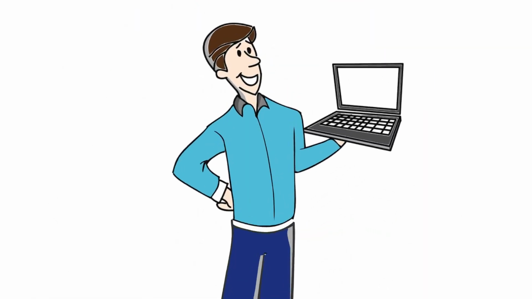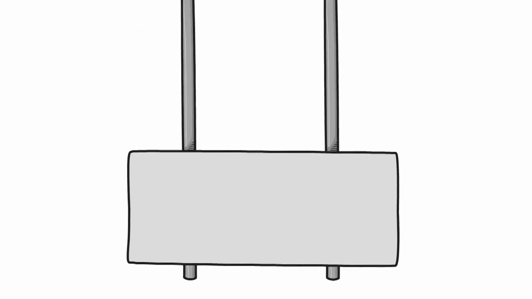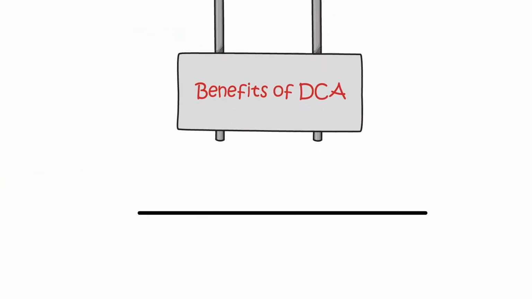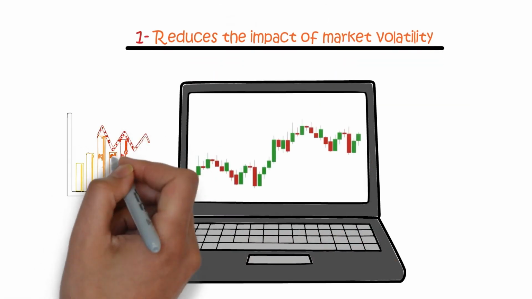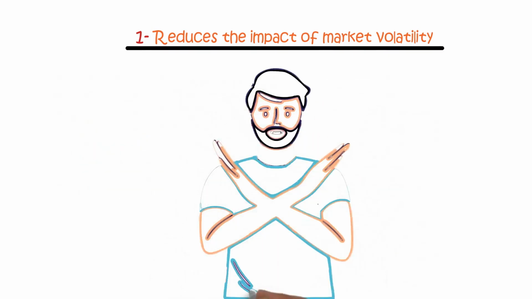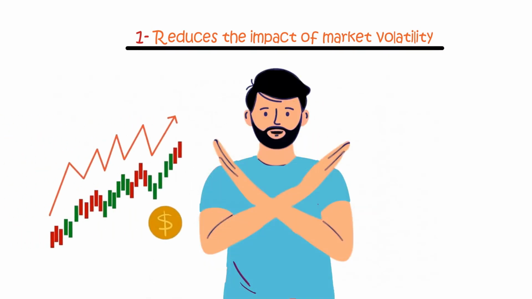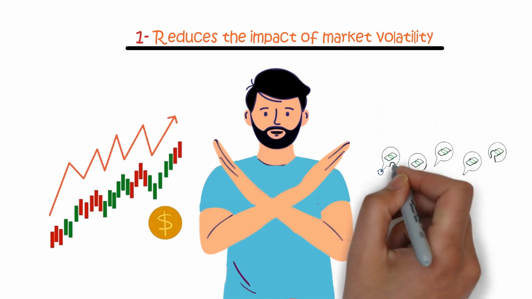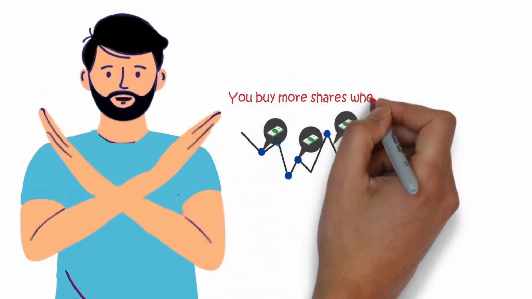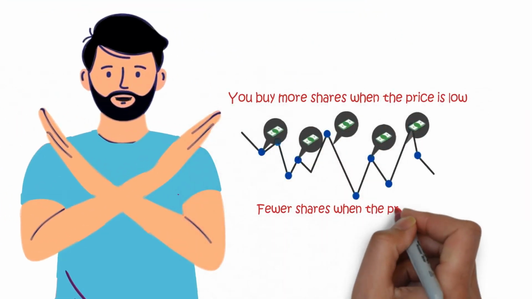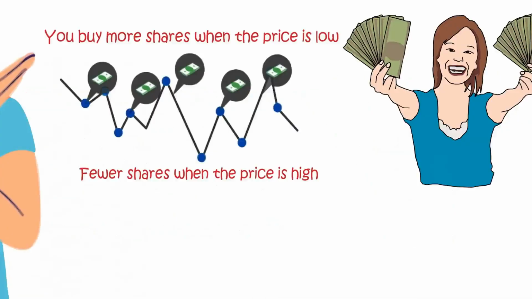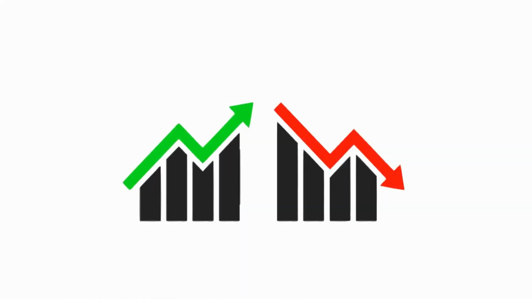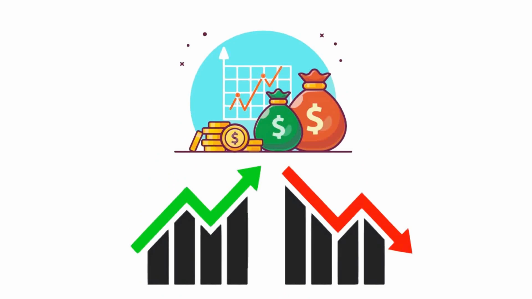Now, let's dive deeper into the 3 benefits of DCA. Benefits of DCA. First, reduces the impact of market volatility. The stock market can be unpredictable, with prices fluctuating often. With DCA, you're not trying to time the market perfectly. By consistently investing smaller amounts, you buy more shares when the price is low and fewer shares when the price is high. This helps average out the cost you pay per share over time, potentially reducing the overall impact of market ups and downs on your long-term investment strategy.